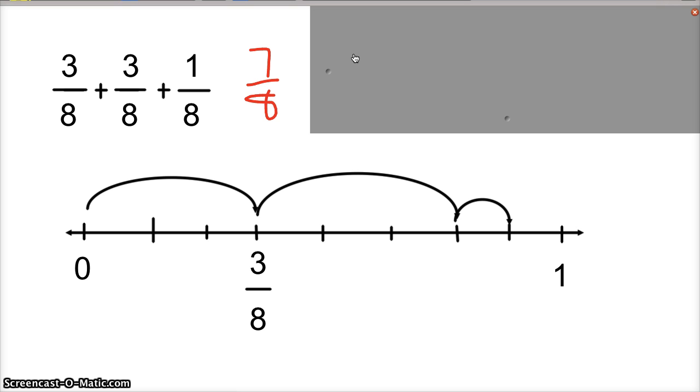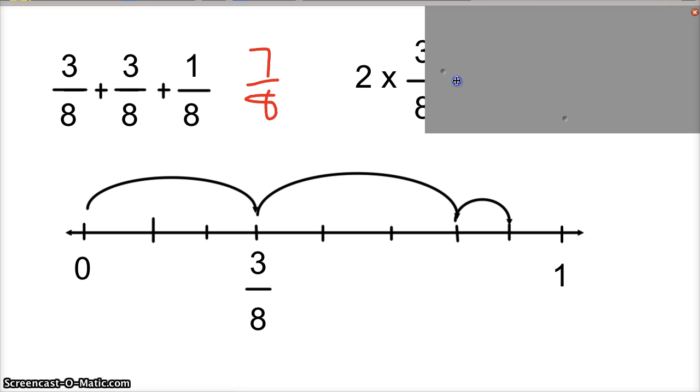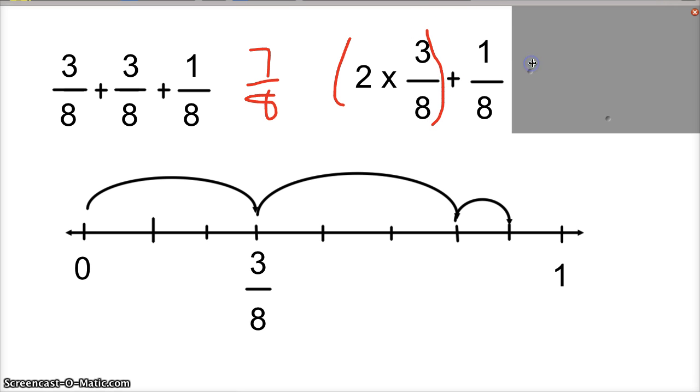So let's think about this as a multiplication sentence as well. How many copies of 3/8 did I have? Well, I had 2 copies of 3/8. Let's put that in parentheses because those go together. And then I added another 1/8, and that equals my 7/8. Okay, let's do another.